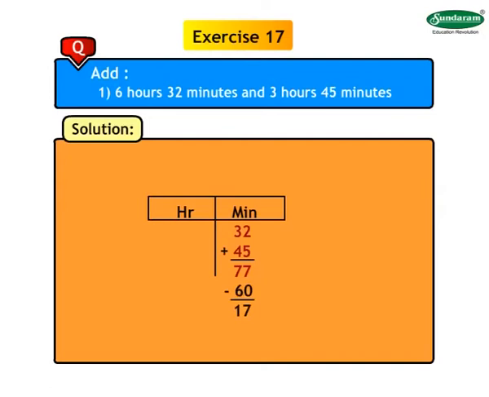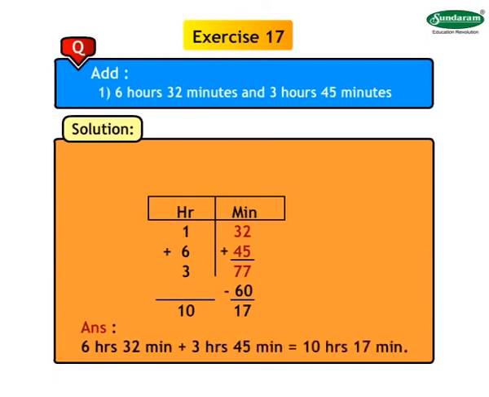Now, 60 minutes is equal to 1 hour. So, carry over 1 hour in the hours column. Write only the remaining 17 minutes in the minutes column. Now, add the hours: carried over 1 hour plus 6 hours plus 3 hours is equal to 10 hours. Therefore, the answer is 6 hours 32 minutes plus 3 hours 45 minutes is equal to 10 hours 17 minutes.